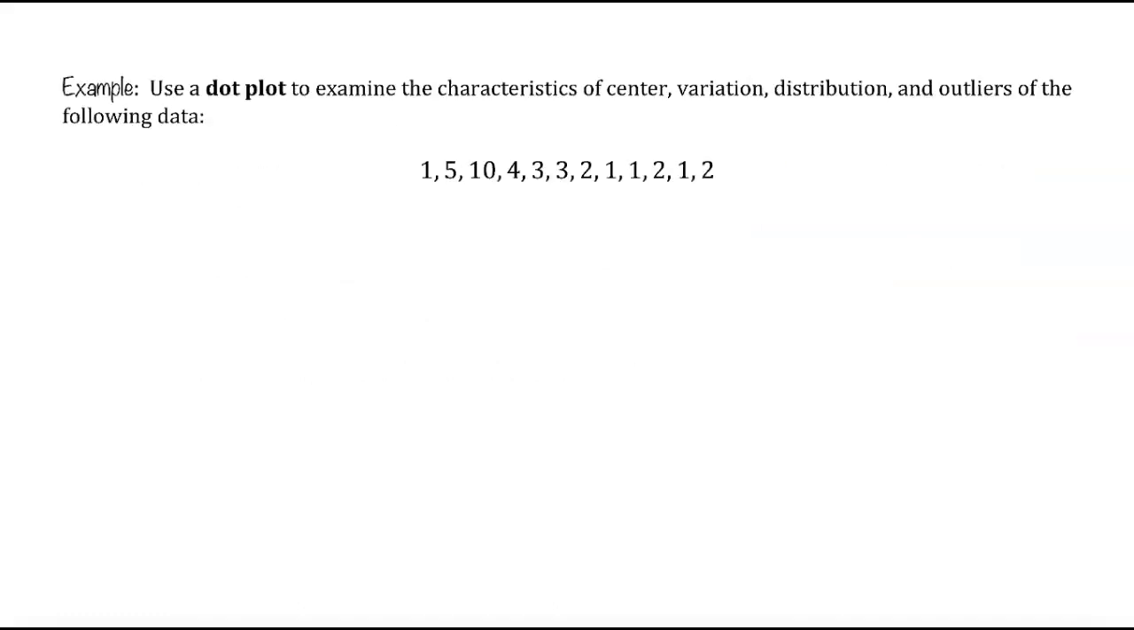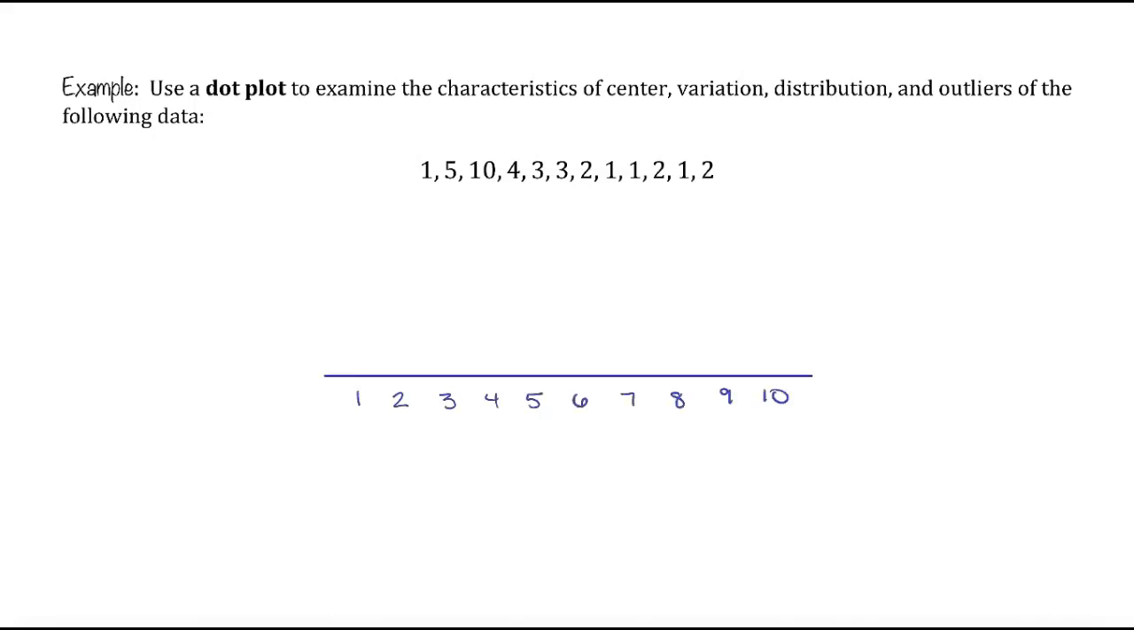A dot plot is one way to see the frequency of each data value. Let's create a dot plot for this set of data, and then we'll talk about the center, variation, distribution, and outliers. The first step in creating a dot plot is to draw a horizontal line above all possible data values. Notice that our data set contains the values from 1 to 10, so I'll list out the numbers 1 to 10 underneath a horizontal line.